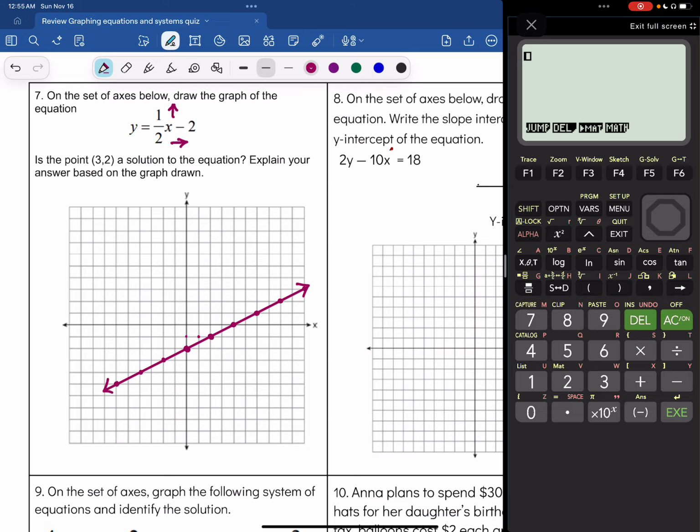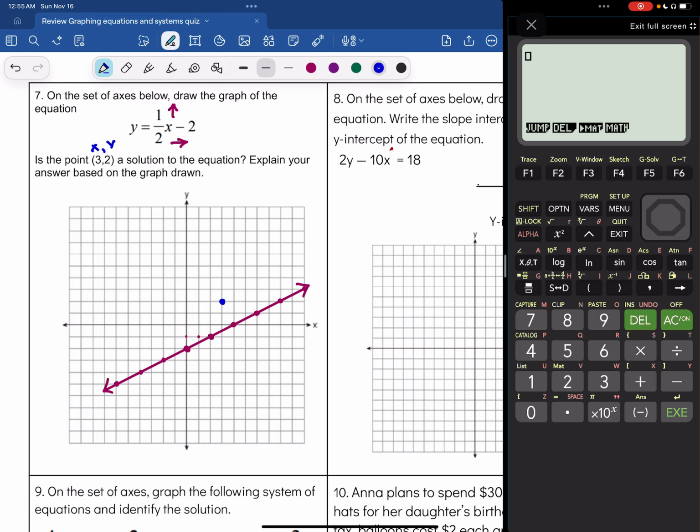And then we're asked, is the point 3, 2 a solution to the equation? Okay, where is the point 3, 2? Well, if we go to 3 on the x-axis, we know that this is x, y, right? So go to 3 on the x-axis, 1, 2, 3, and then we're going up 2, 1, 2. Here's the point 3, 2. Is it a solution? No, it's not. And we're asked to explain our answer. So we would say, no, 3, 2 is not a solution because the point is not on the line. For a point to be a solution to an equation that is graphed, it has to be on the line.